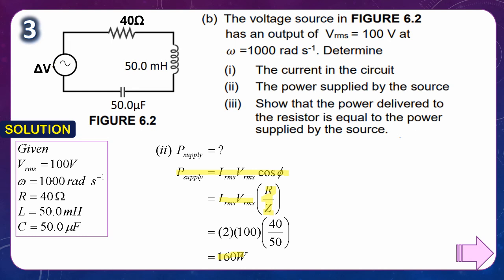Okay, for question number 3b3, we need to show that the power delivered to the resistor is equal to the power supplied by the source. The power delivered to the resistor means the power that is dissipated through the resistor, or the power that is lost. Because of that, we will use the equation of power dissipated, which is equal to IRMS squared R. We just substitute the IRMS and the value for R. We get the power delivered 160 watt, which is equal to the power supplied by the source.